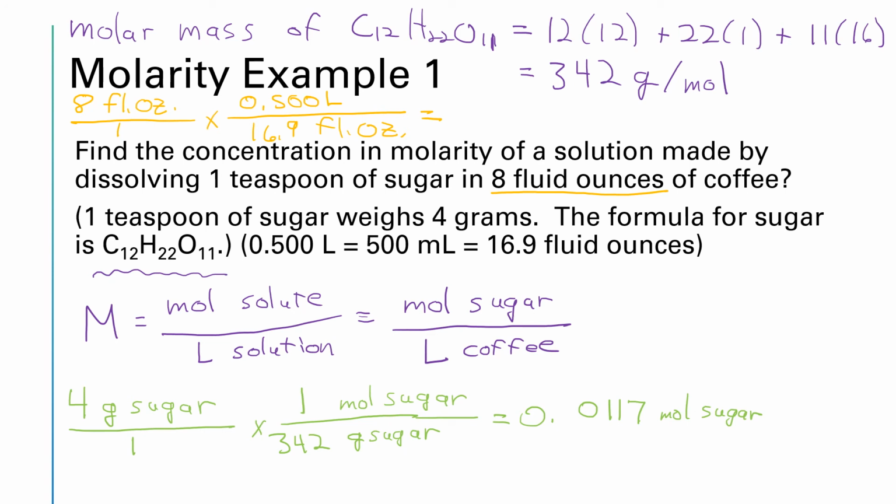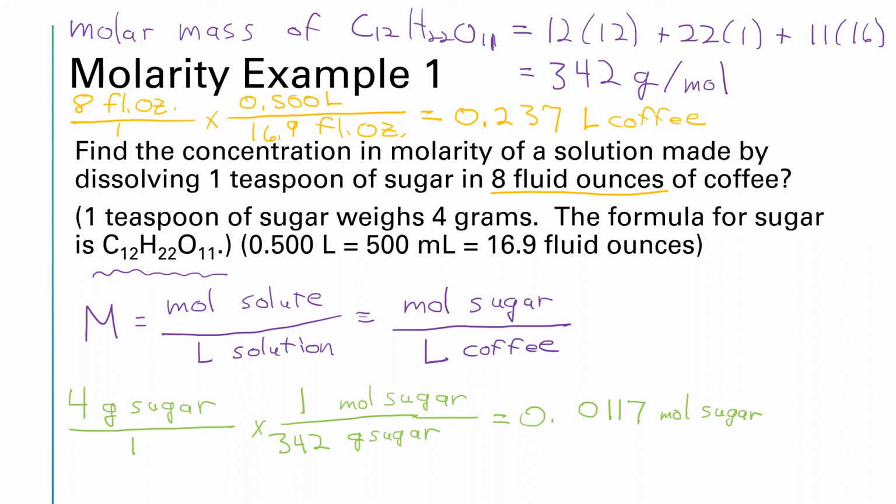All right, so to run this through, I've got 8 times 0.5, so 8 times a half would give me 4 up there in the top, and then I'm dividing that by 16.9. And so my calculator's telling me that works out to be 0.237 liters of coffee.